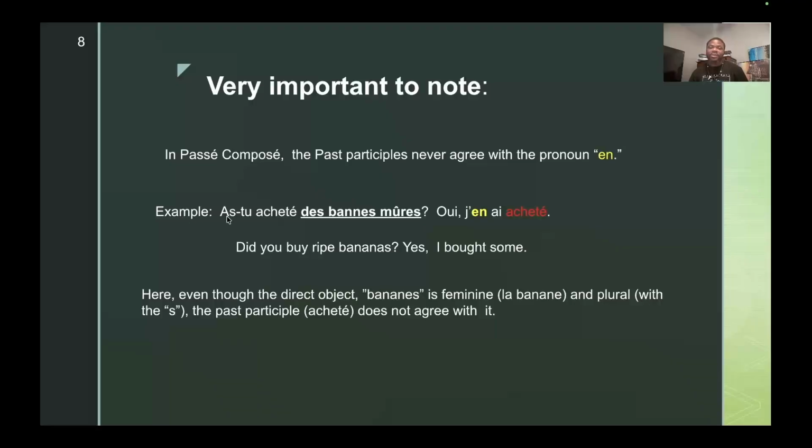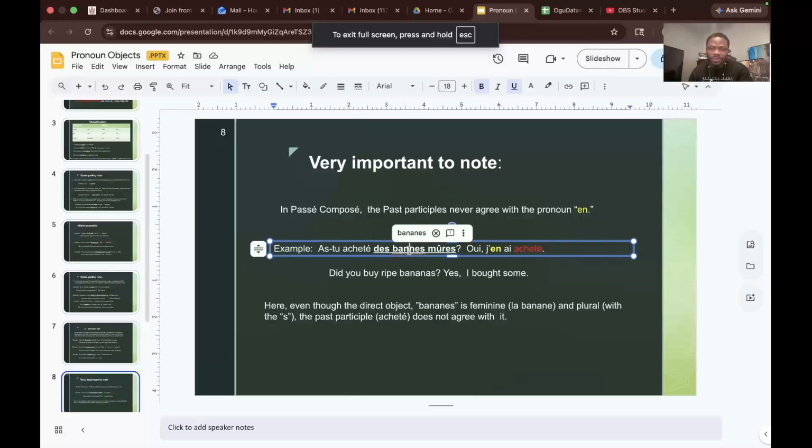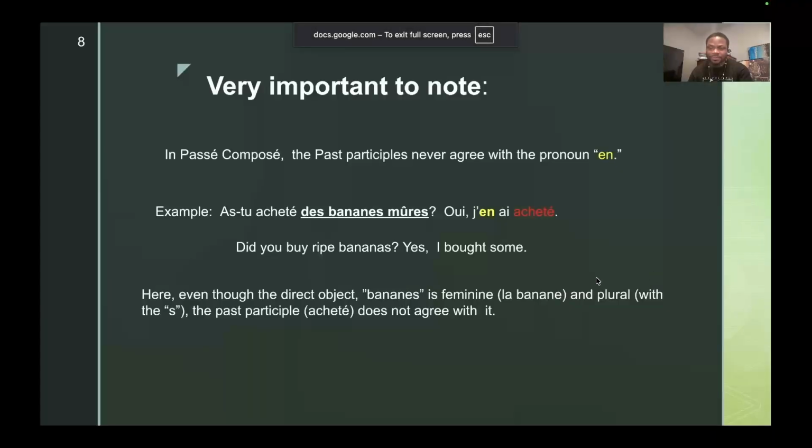For instance, as-tu acheté des bananes mûres? Oh, that again, it's a mistake. Anyway, the system I used was correcting everything I wrote in French. As-tu acheté des bananes mûres? Did you buy ripe bananas? I say, oui. J'en ai acheté. Yes, I bought some.